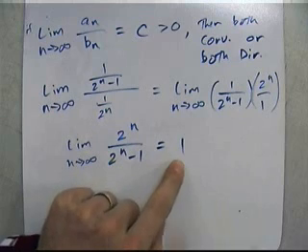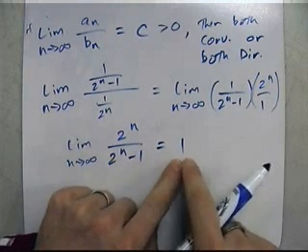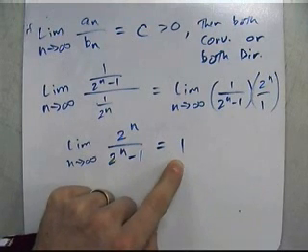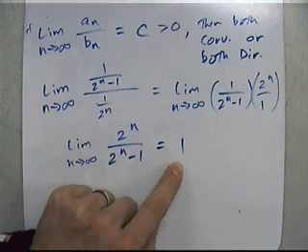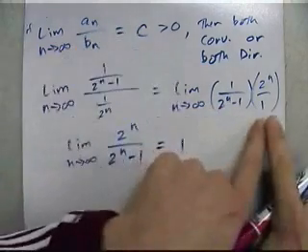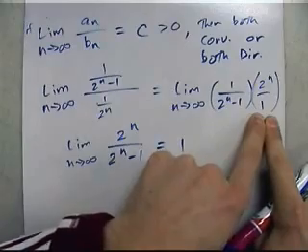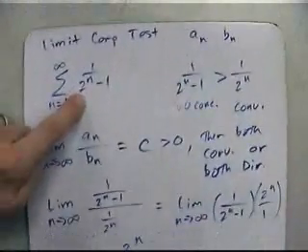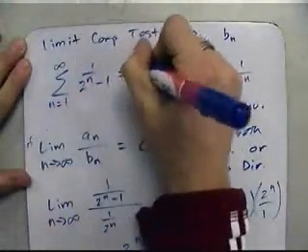Now, since that went to a constant bigger than 0, what that tells me is that they both have the same converging or diverging characteristics. So my second one, my b sub n, I know converges. That means that my original one right here has to converge. So this guy right here converges.